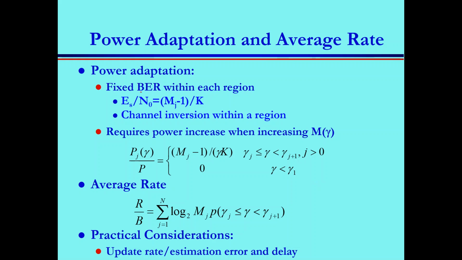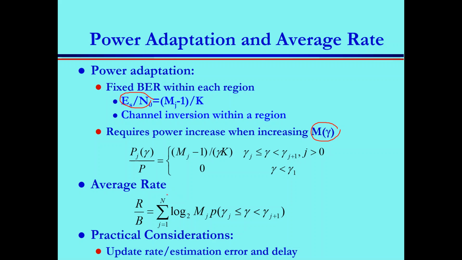And power adaptation, you can also use it instead of modulation adaptation, or both together, because basically adapting the modulation is as if you are changing the power at the end of the day, but for different purposes. For the case when you want a fixed bit error rate within each region, this is your signal to noise ratio as a function of the modulation order. Channel inversion within a region. Channel inversion, we already discussed it, the water filling thing, and this requires a power increase when increasing the modulation order.